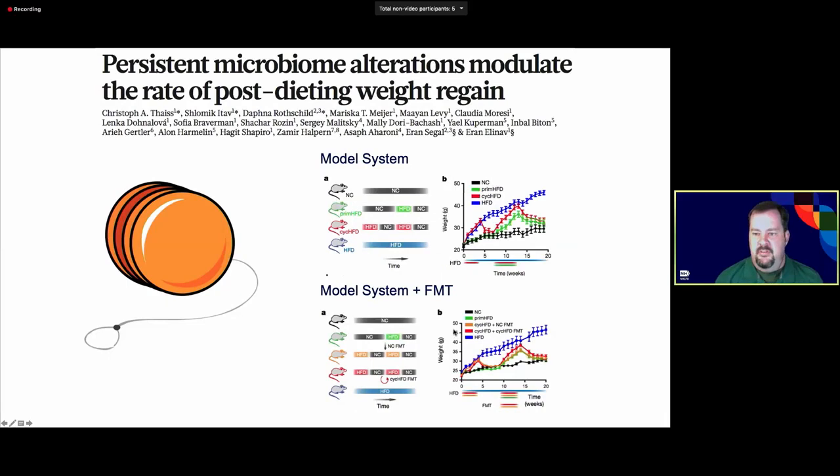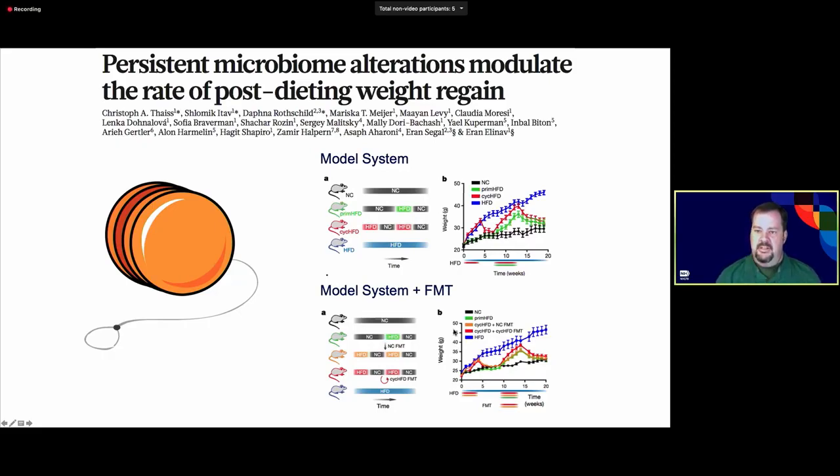So this is work that's not from our lab. It's from Eran Elinav's lab, and it's looking at the gut. But I think it's a fascinating study. It's something that everybody kind of knows about, and it's interesting to see that you can do this in lab. And this is sort of looking at yo-yo dieting.